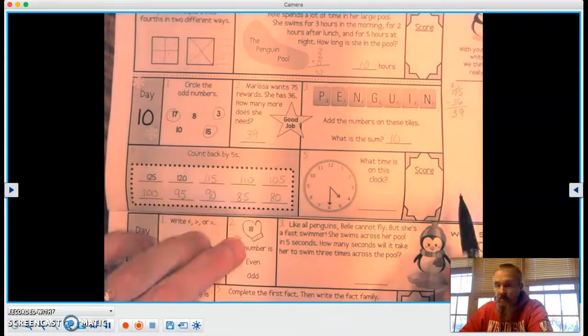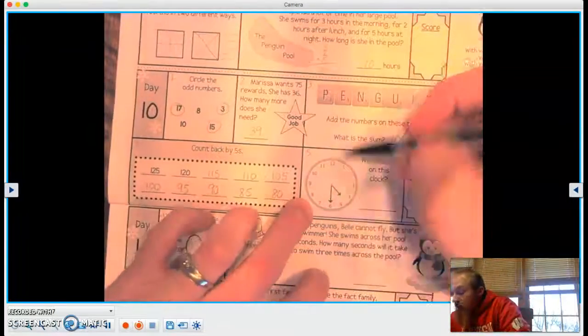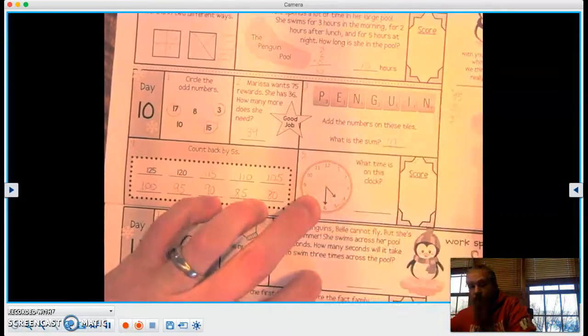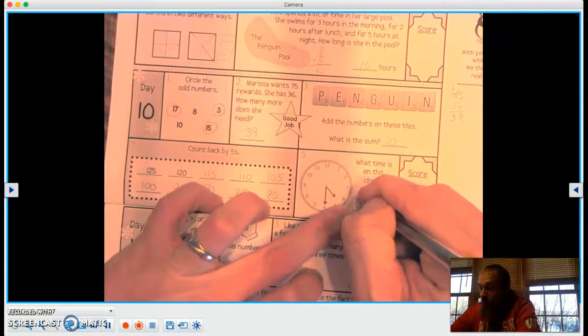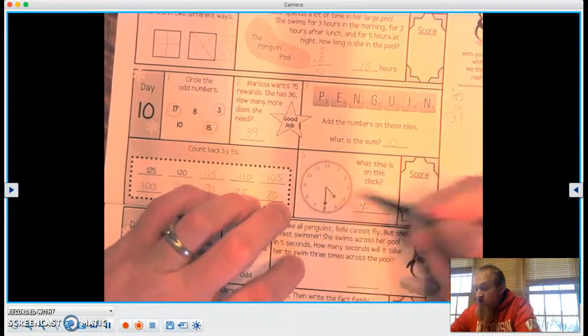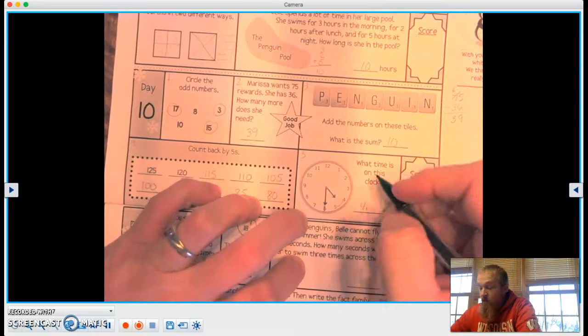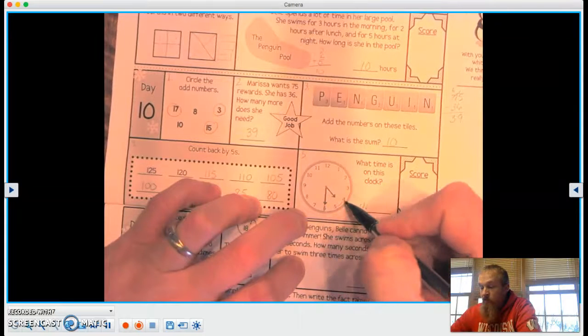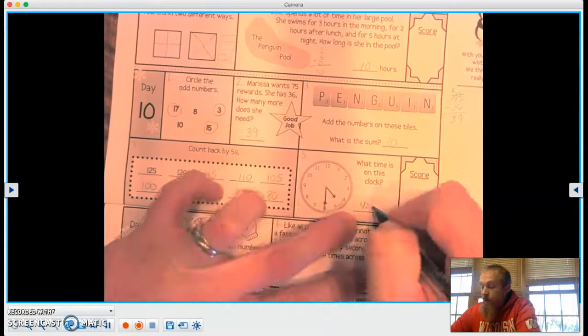What time is on this clock? So first, let's get the hour hand. Here's our hour hand. So it's between 4 and 5. So it's going to be 4 something, okay? Now this hand reaches all the way out and touches the 6. So that's 30 minutes. 5, 10, 15, 20, 25, 30.